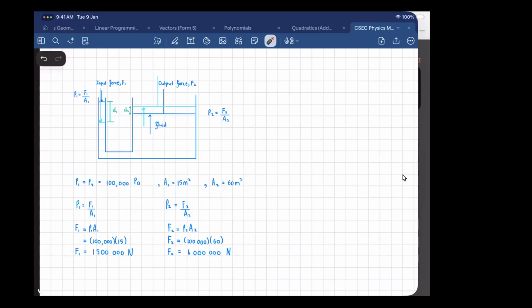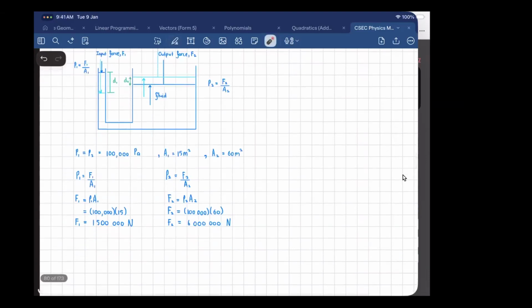So P1 is equal to F1 over A1. So F1 will be equal to P1 A1. So we found that the input force was 1,500,000 newtons. Now, P1 and P2 need to be the same. So when we find F2 using 100,000 pascals, we got 6 million newtons. Shana, are those numbers the same? No, sir, they are not the same. They are not the same by any means.